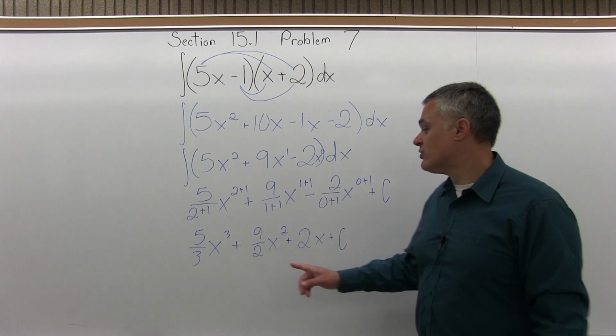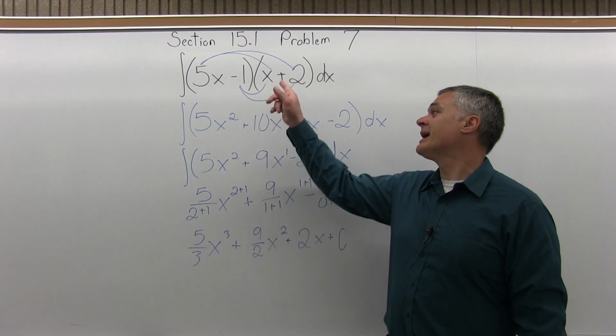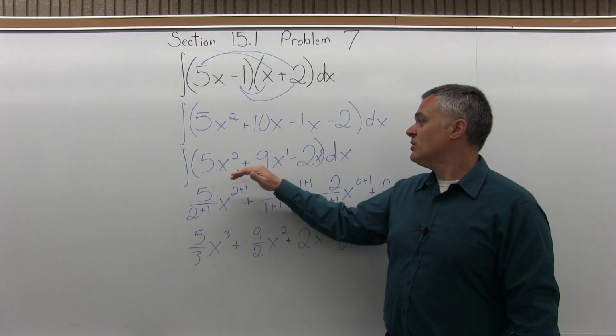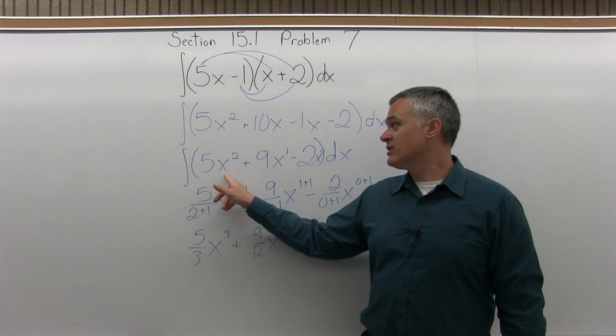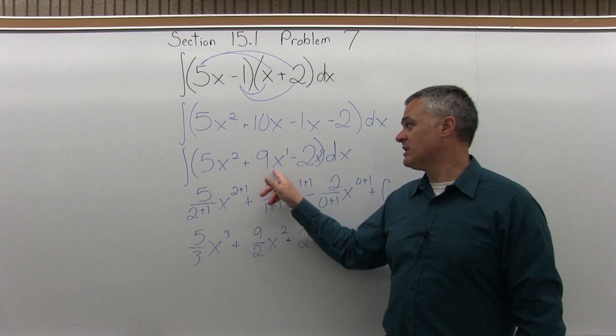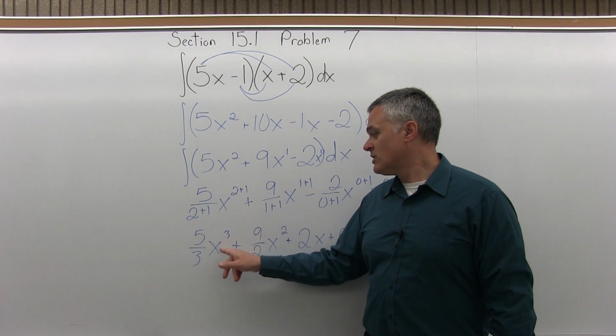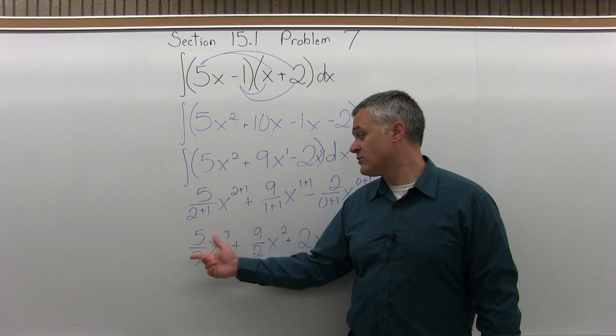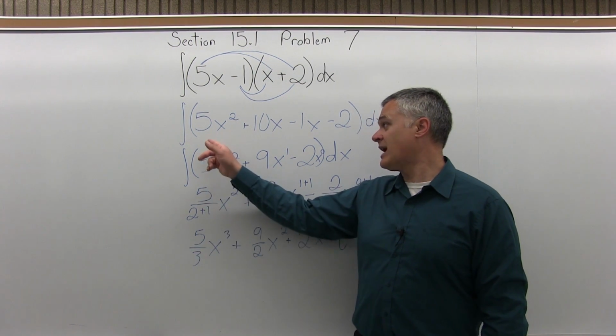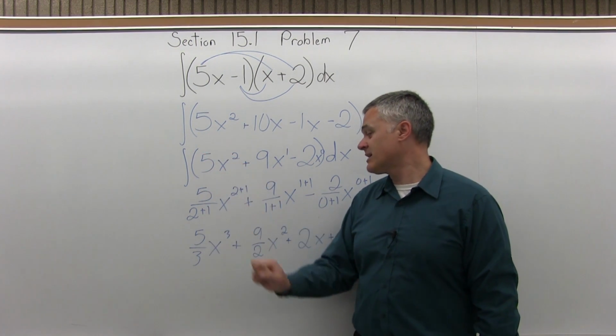And now if you take the derivative of your answer, you should get back the integral you had that was simplified after we cleared the parentheses. And you would. So the first piece, 5/3 x cubed, if you bring the 3 down times the 5/3, the 3's will cancel, leaving you a 5x, one less power, x squared.